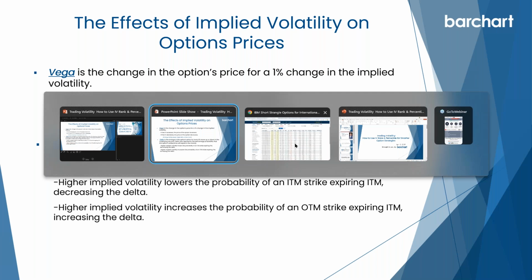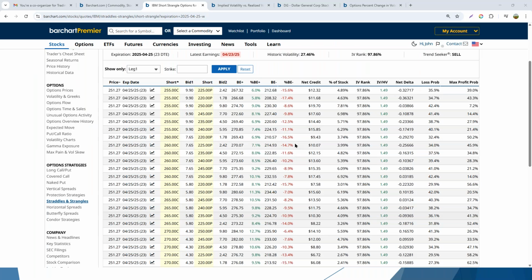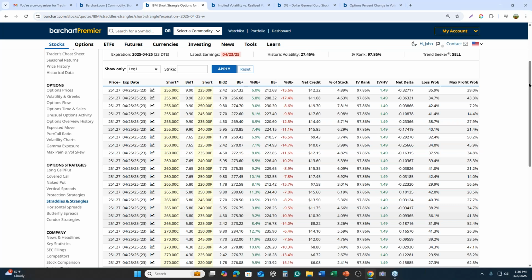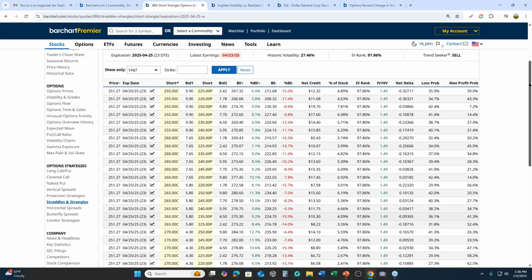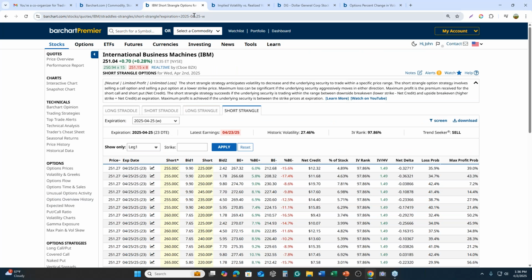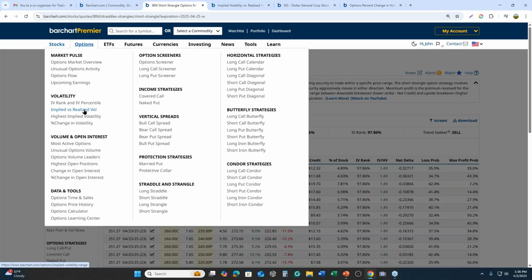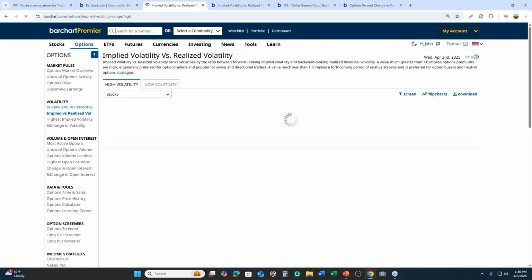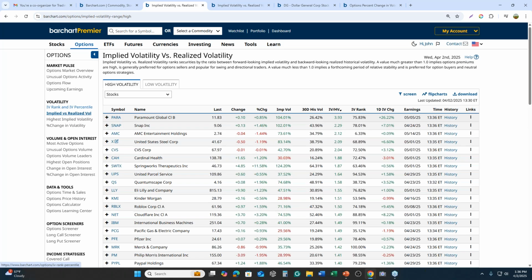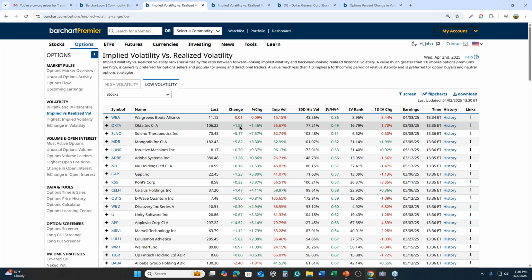All right, let's go back to our web page, and I'm going to go back to options here, and I'm going to go to implied and realized. And we kind of talked about a high implied volatility. We looked at a couple examples here. Let's talk about low implied volatility. All right. So now I'm looking at low implied volatility versus realized.